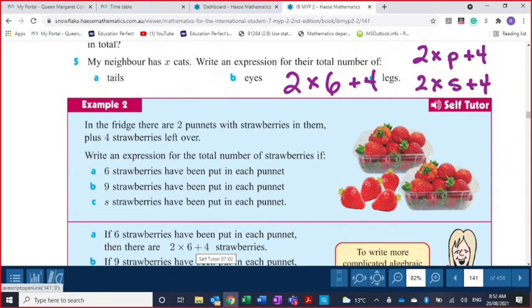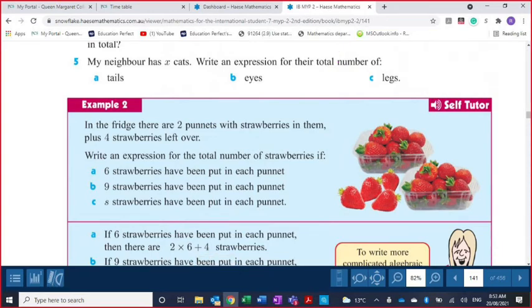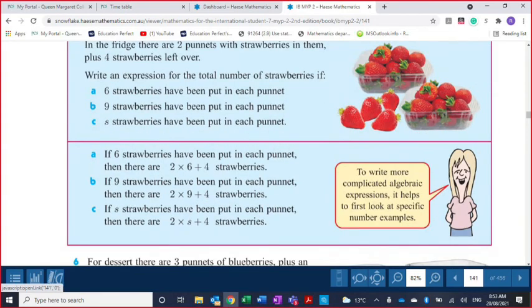But since they told you how many were in each punnet, we were able to actually put a number in place of there instead of an unknown. But the original situation, this would have been our algebraic expression. Okay. 9 strawberries have been put in each punnet, so that's just 2 times, instead of 6, we have 9. S strawberries have been put in each punnet, so 2 times S plus 4, so there's that algebraic expression.